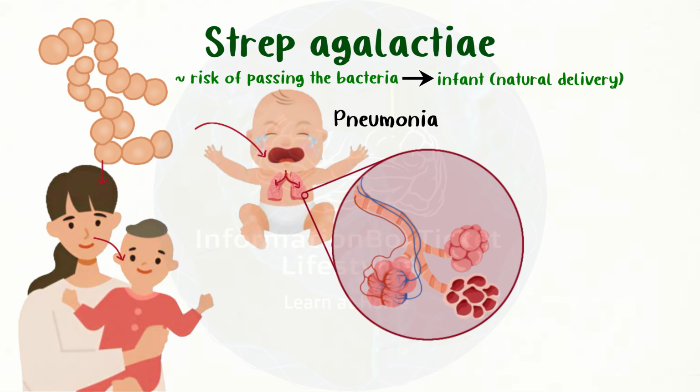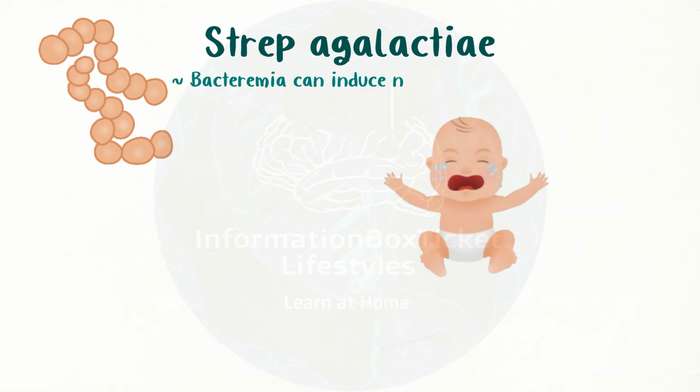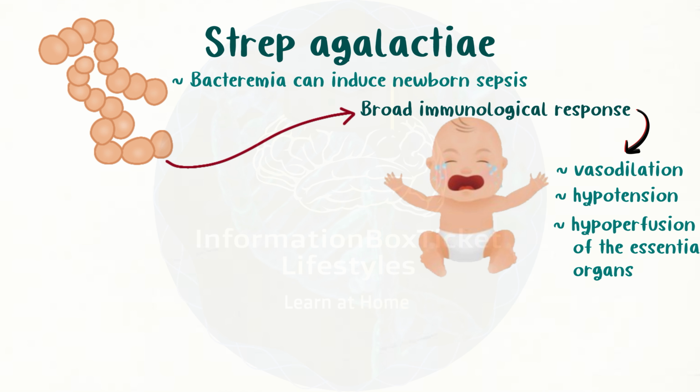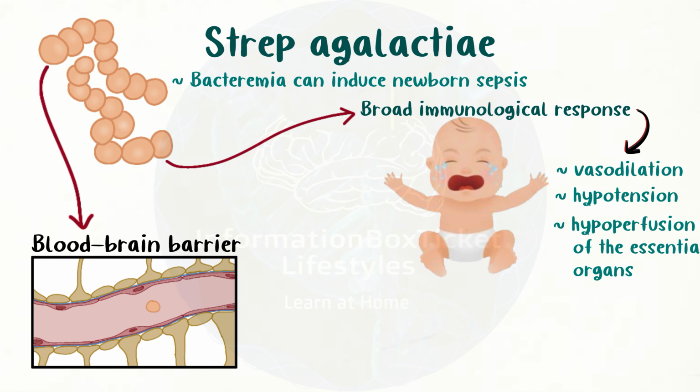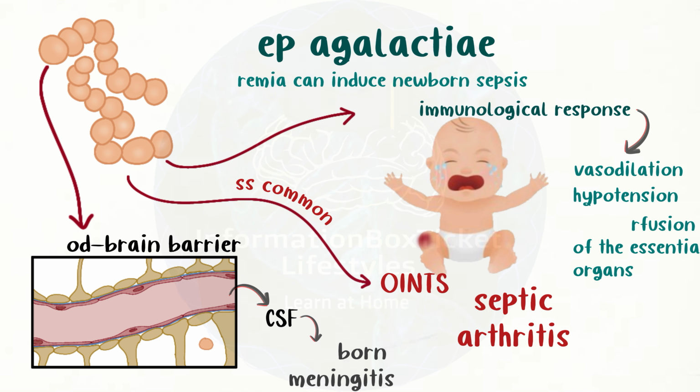Strep agalactiae can occasionally damage the baby's alveolar lining with its beta-hemolysin, breaking through the alveoli capillary membrane and entering the circulation, causing bacteremia. Bacteremia can induce newborn sepsis, which occurs when germs create a broad immunological response, resulting in vasodilation, hypotension, and hypoperfusion of the baby's essential organs. Alternatively, bacteria from the blood can pass the blood-brain barrier and enter the CSF, resulting in newborn meningitis. Less common, but still possible, the bacteria might migrate down the bloodstream to the joints, resulting in septic arthritis.